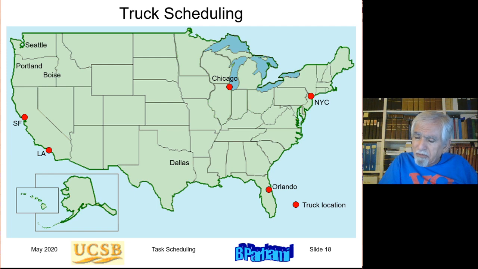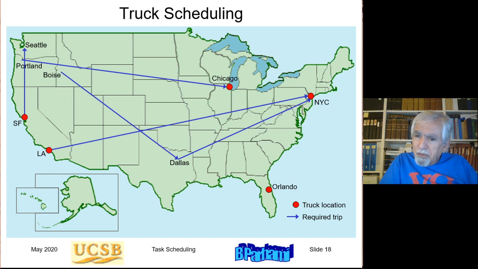So this company has 5 trucks, and those trucks are currently in these locations: Los Angeles, San Francisco, Chicago, New York City, and Orlando. There are 5 trucks. They're there because maybe the last thing they carried took them to those cities. And they're now waiting there to get new assignments, new schedules to transfer things between cities. Okay, so let's say I have these job orders.